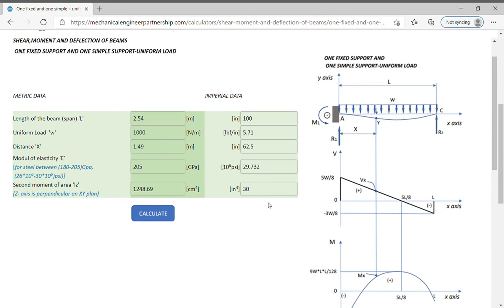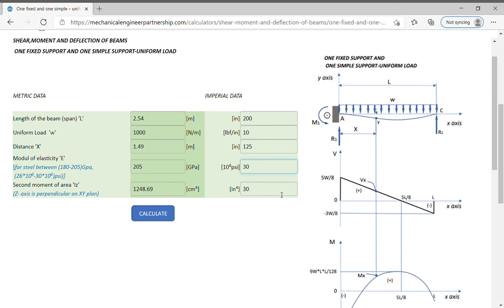Initial data in the International System of Units on the left side have equivalent data in the Imperial System of Units on the right, but the two blocks work independently. Let's have an example in Imperial Units. 200 inches for the length of the beam, 10 pound force per inch for uniform load W, and then 125 inches for x distance, modulus of elasticity 30 megapound force per square inch.